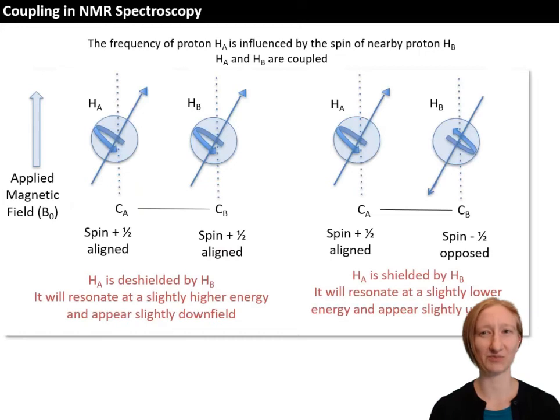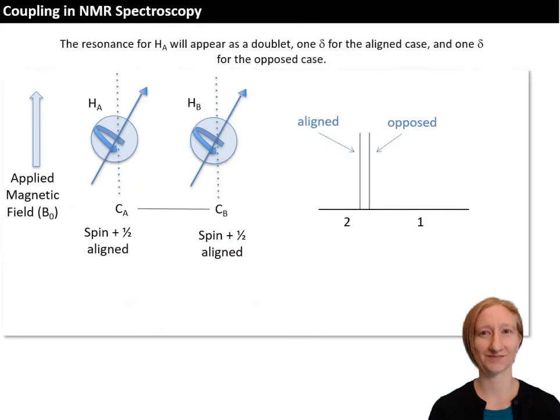These 2 different spin aligned and spin opposed configurations have different energies, and the signal for HA is split into those 2 energies. And that's shown here, where there are 2 lines in the same signal. One line arises from the spin aligned case, and the other line arises from the spin opposed case. This whole signal is HA. HA is split into 2 lines. It appears as a doublet.